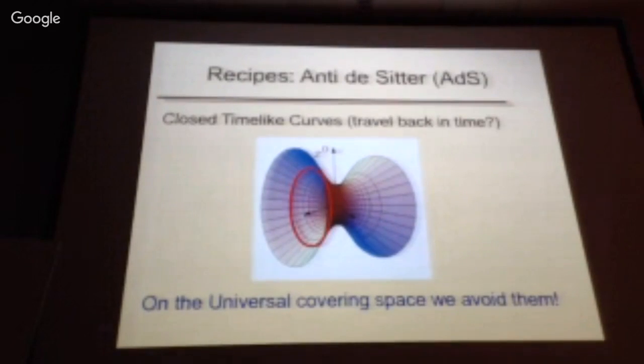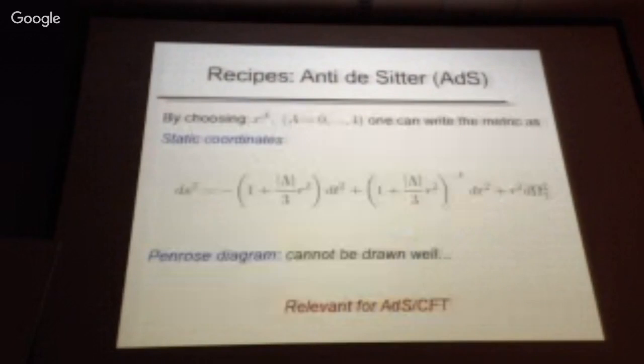and go to something that doesn't have that problem, and that is what is called the universal covering space of anti-de Sitter. So how does it look? Well, in these static coordinates, it looks very similar to de Sitter. The only thing is that you have a plus sign instead of a minus sign, and that's why in this case you don't have a horizon.